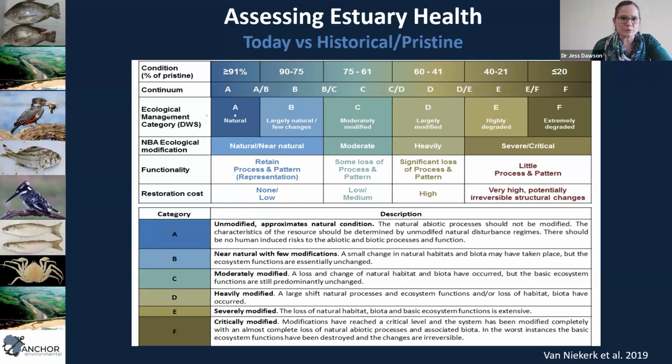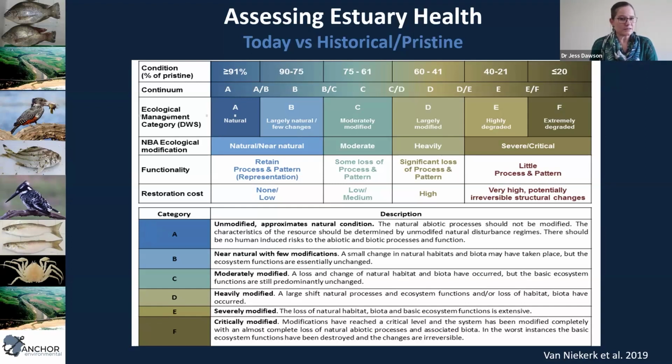Something that's a D, so between 60 and 40%, is something that's called heavily modified. And this has undergone a lot of heavy change, a lot of modification due to human activity, and is considered to have lost a significant part of those processes and patterns that are important for the functioning of the estuary.